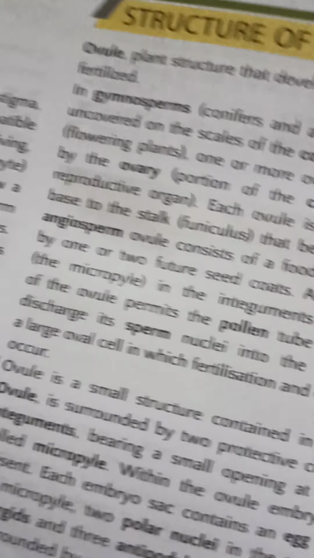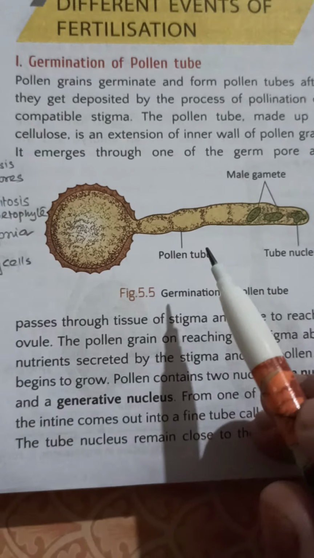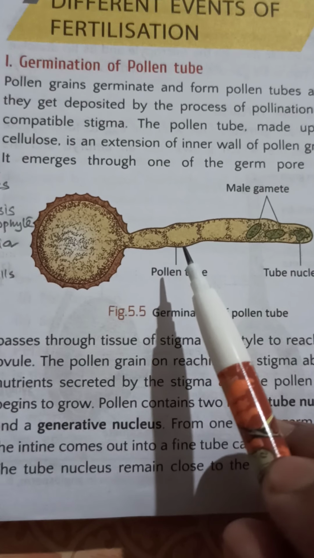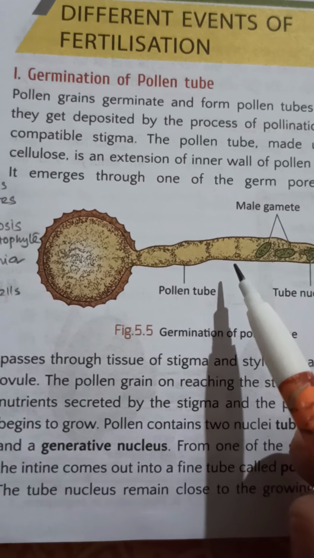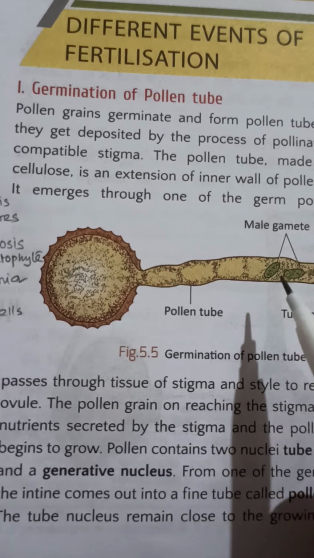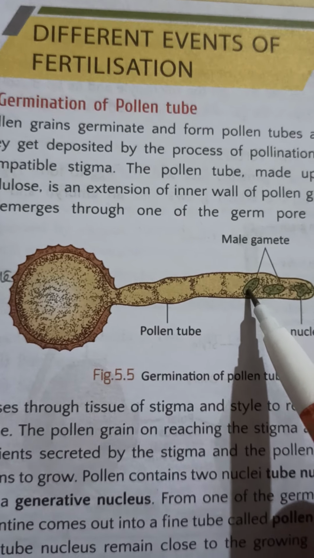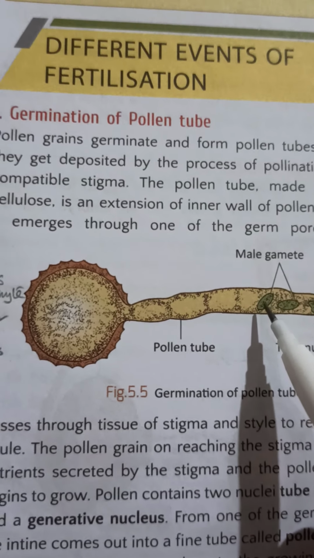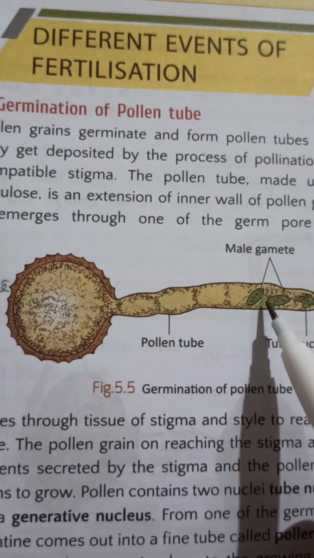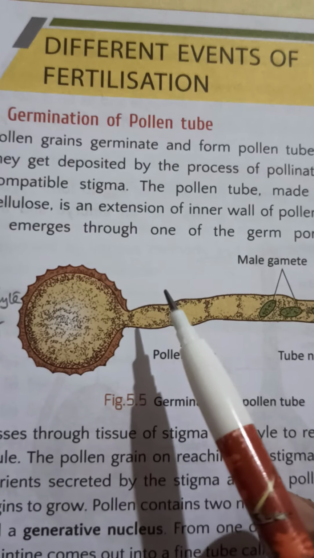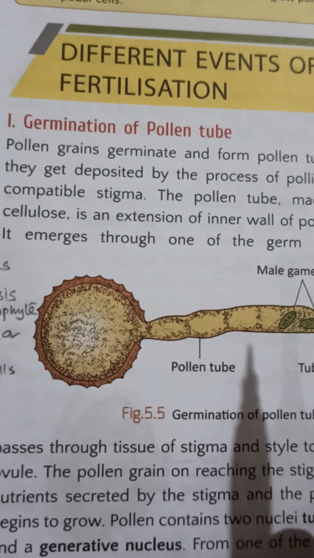Now, what happens when pollen falls on the stigma? When pollen falls on the stigma, germination of the pollen tube takes place. That means the tube nucleus forms the pollen tube, which proceeds through the style towards the micropyle. In the meantime, the generative nucleus or generative cell produces two male gametes, and out of the two male gametes, one fertilizes the ovum, and the other fertilizes the centrally located definitive nucleus.